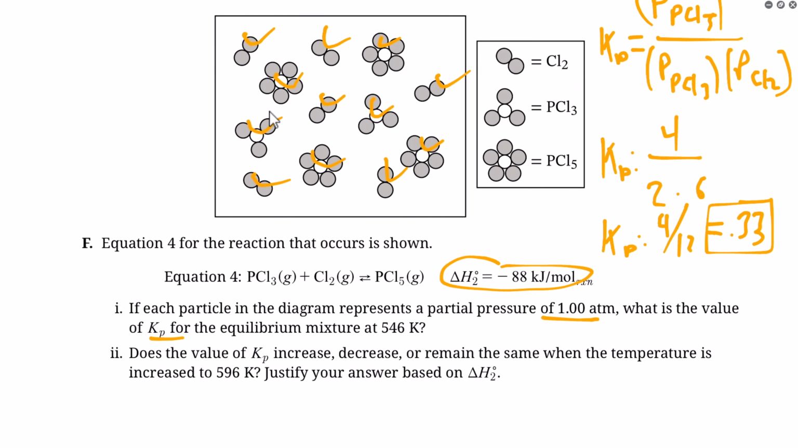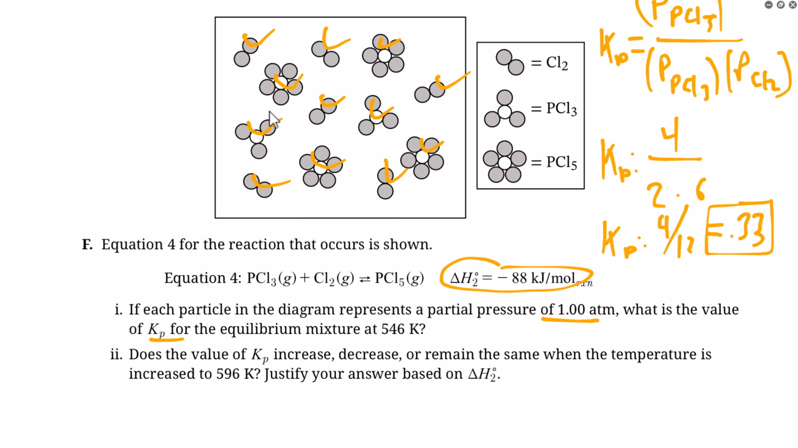It says, does the value for K increase, decrease, or remain the same when temperature is increased? So if we take a look at the value for K here, remember K, the equilibrium constant, only changes with a change in temperature. So we are going to experience a change here. Delta H is negative. The way I remember this is if delta H is negative, heat is being released. And so we're going to treat heat as a product.